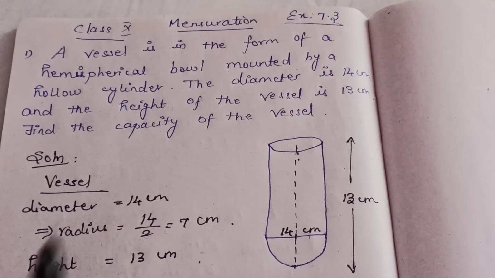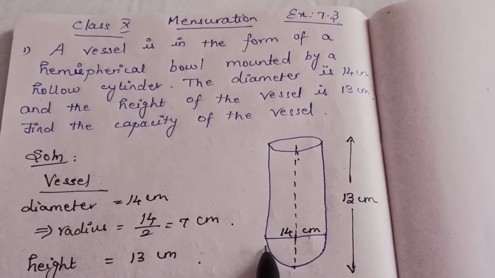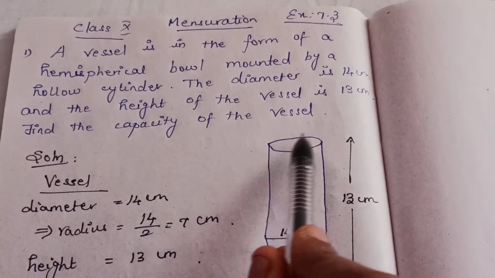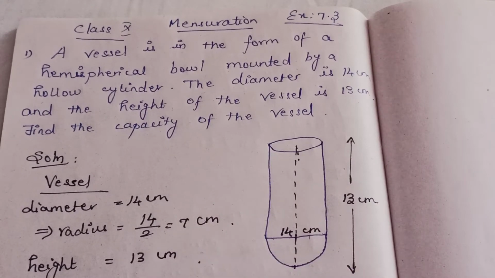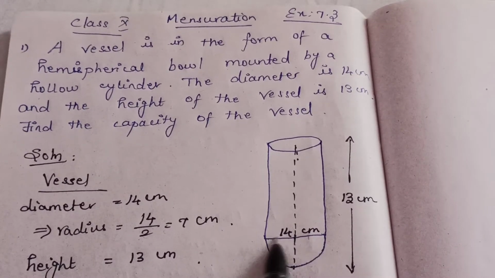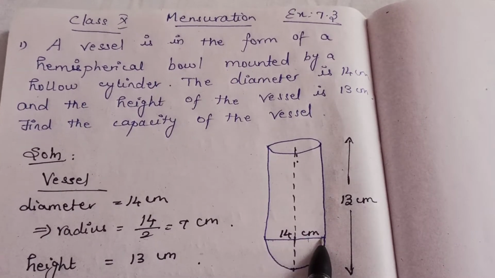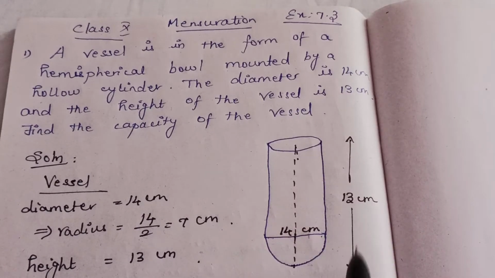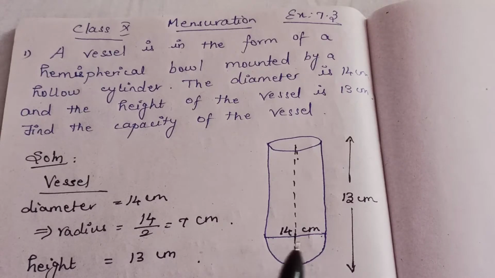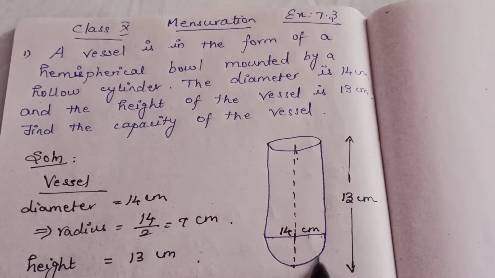So what is given? The vessel is in the form of a hemisphere. On this a hollow cylinder is mounted. And the parameters given are the diameter of the hemisphere, 14 cm, and the height of the vessel, 13 cm. So here the vessel means it includes a hemisphere and a cylinder.